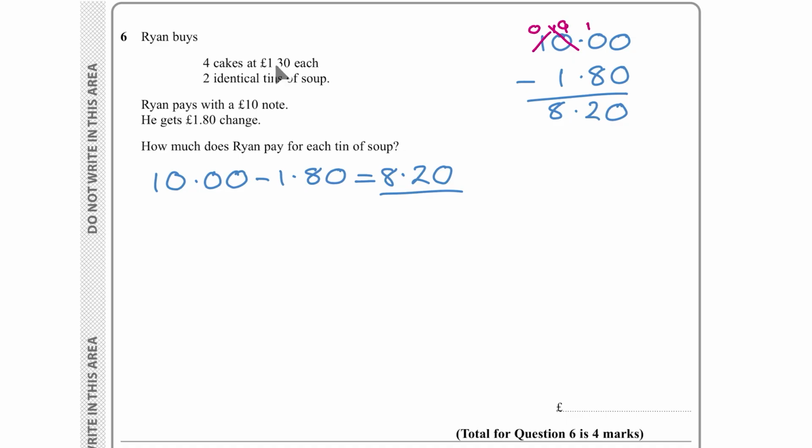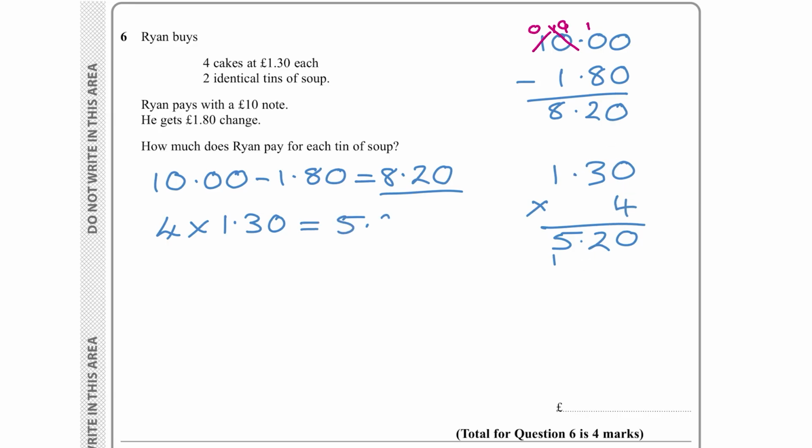Then 4 cakes at £1.30 each. Let's work that one out. 4 times £1.30. And we do this over here. 4 3s are 12. 2 carry your 1. 4 times 1 is 4, plus the 1 is 5. And there's a total of 2 decimal places in the whole calculation. So that's what we do. We put that there. So over here we can say £5.20. That would be our second mark.